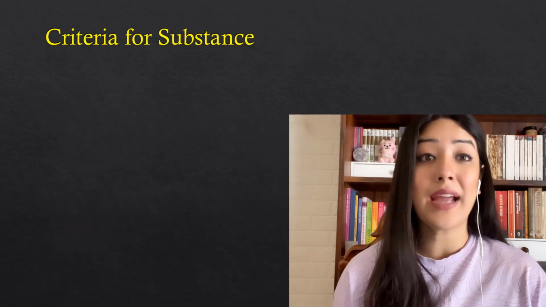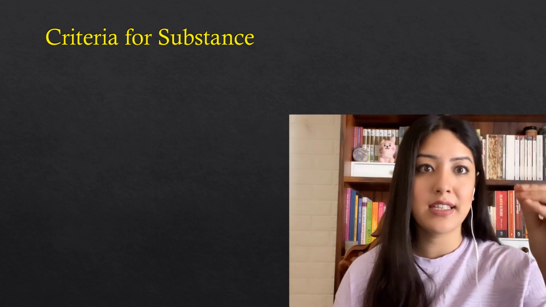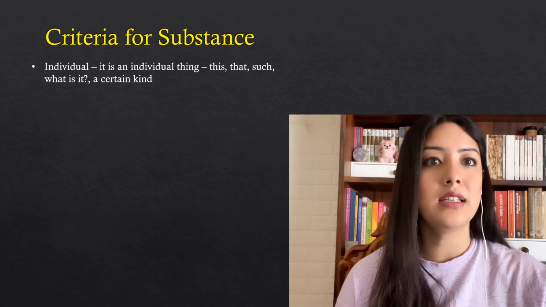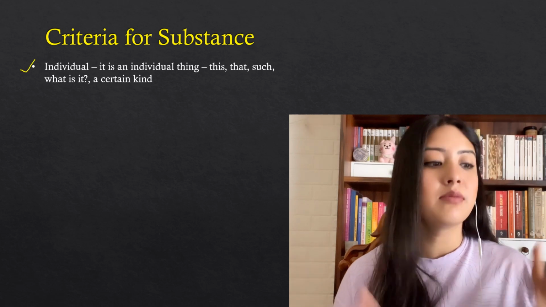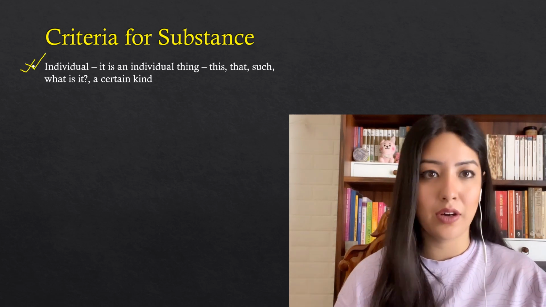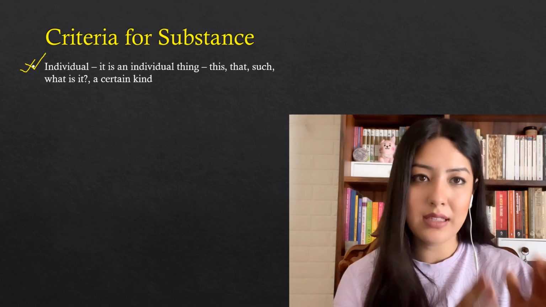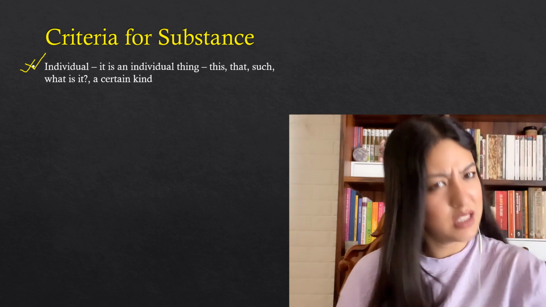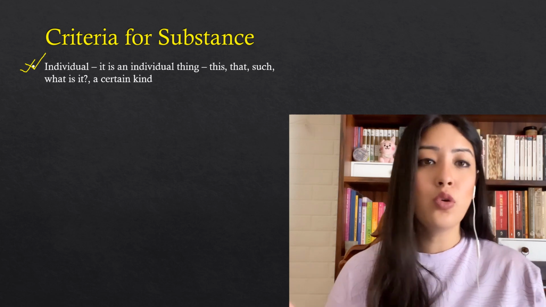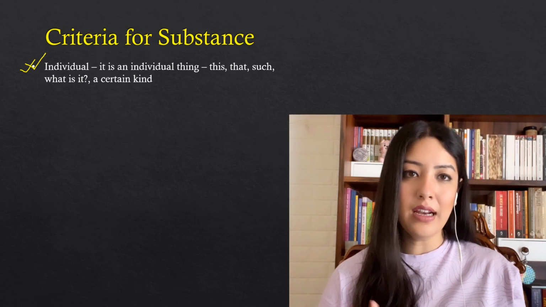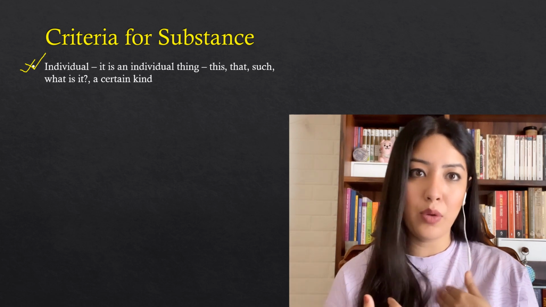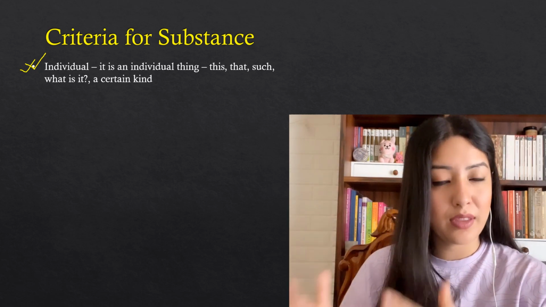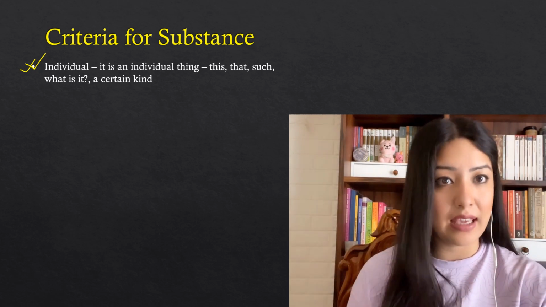Now let's have a look at the criteria for substance, like how can we actually identify substances. The first criterion for identifying substance is that it is an individual thing, in the sense of this table, maybe that eyeliner, or maybe that person. You can identify substances, they are individual things, this, that, such. No two human beings are the same. So when you ask who am I, you can identify me. When you look at a table, you can identify it as an individual thing with its own qualities, an individual substance.